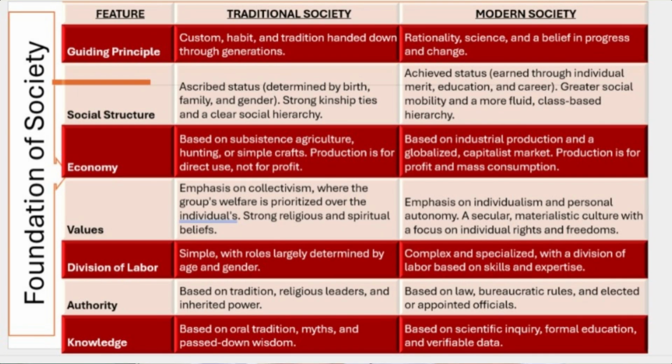I will be using six different criteria or characteristics to contrast modern society with traditional society. The first is the guiding principle, then the social structure, the values, the division of labor, the authority pattern, and the knowledge that is produced in traditional and modern society. Let's contrast these six features, because we are talking about the foundation of modern society.